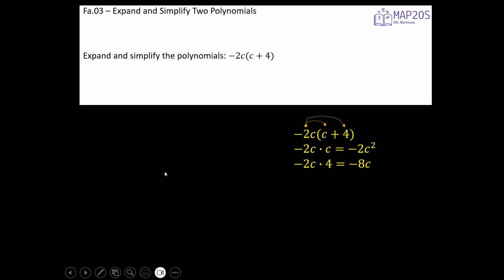Now again, we have to remember that c squared and c are unlike terms. They're different. There are 2 c's here, and there's only 1 c here. So therefore, they are unlike terms, and so we put them together just with adding them. Yes, I know we're subtracting here, but we add a negative, it's the same as subtracting, and this becomes our final simplified polynomial.